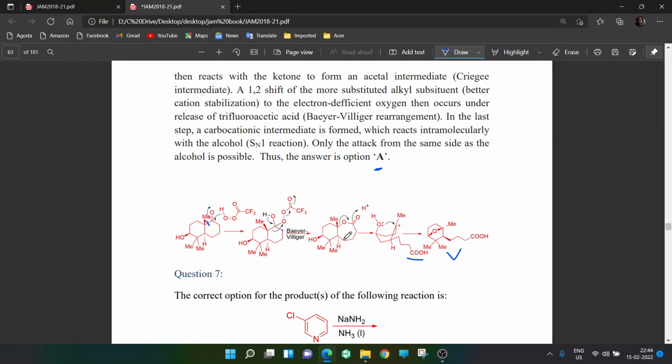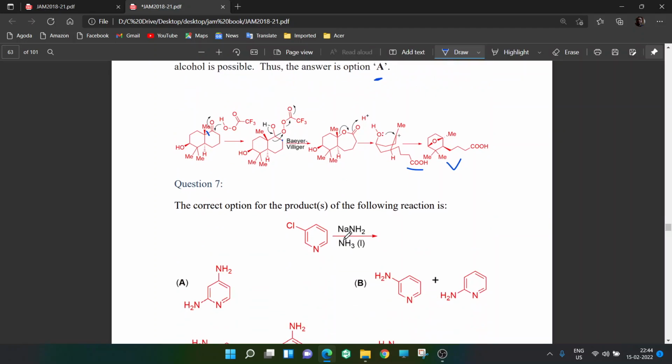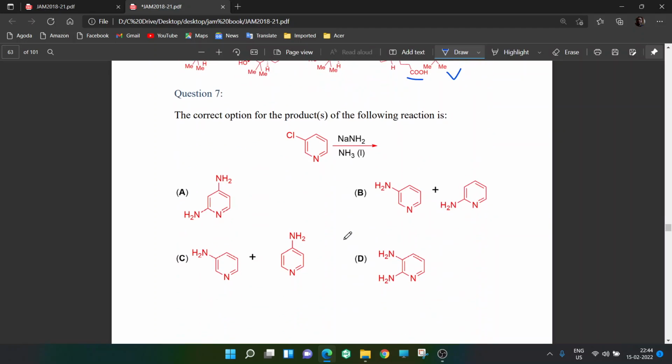Okay, whatever was said is written here. So next question: the correct option for the product. You have this pyridine, 3-chloropyridine, and you are adding NaNH2 in ammonia. Whenever you see NaNH2 in ammonia on an aromatic ring, it will generally be a nucleophilic substitution reaction via the benzyne mechanism. This is the thought that should come to your mind.